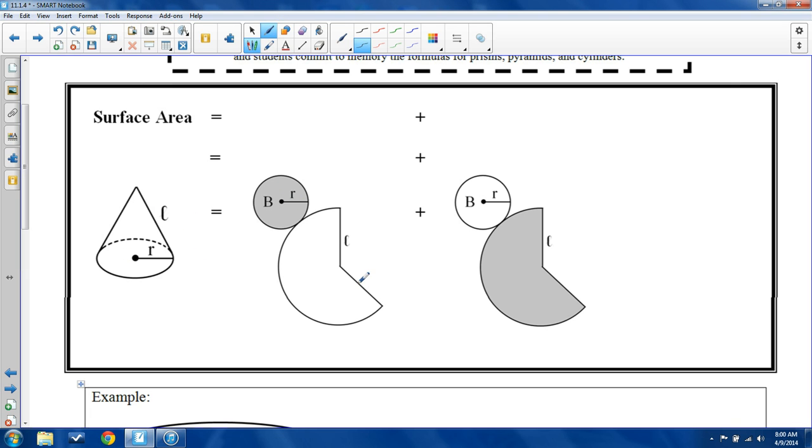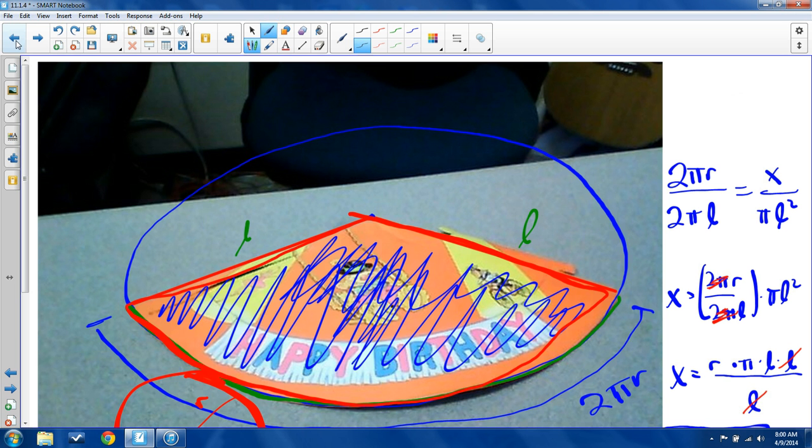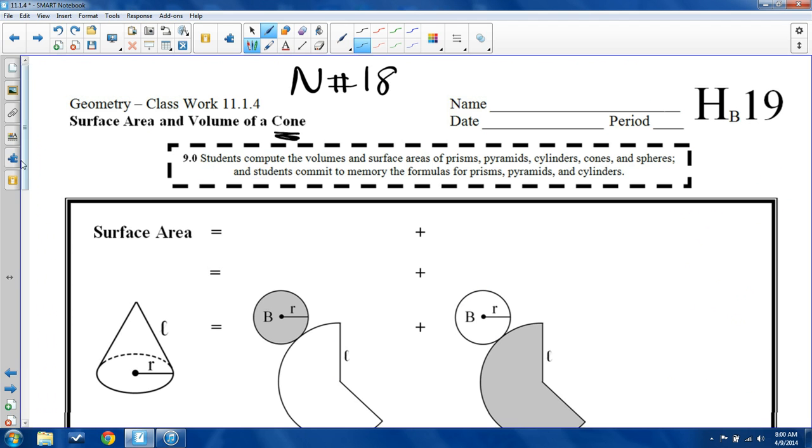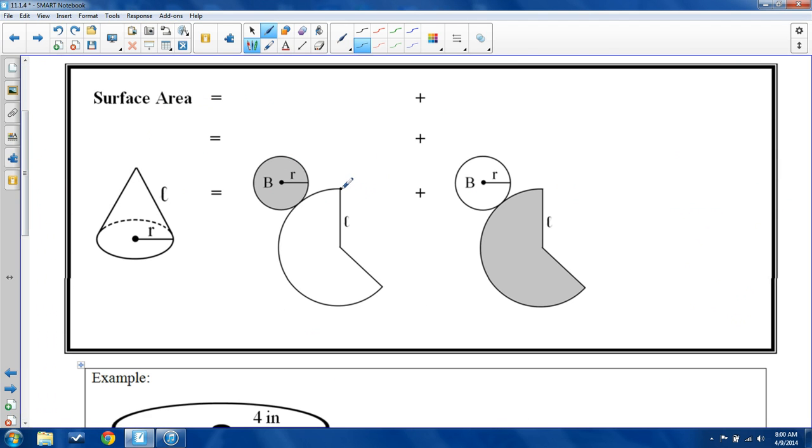Now this one looks a little different. Its sector looks a little bigger, whereas when I unfolded this party hat right here, this is what I got, and its sector looks a little deeper like that. But either way, they're both cones. So the fact remains, this is still the sector of a circle.